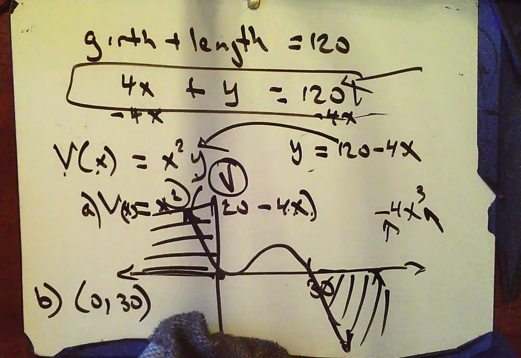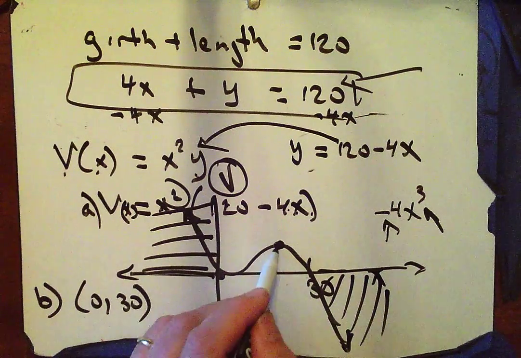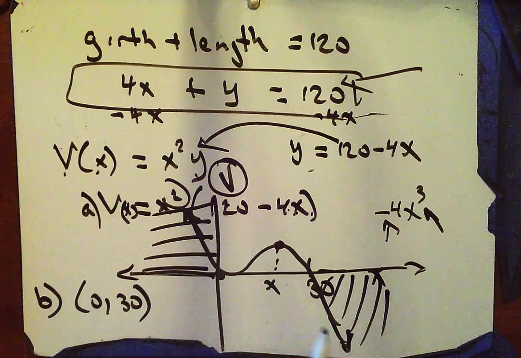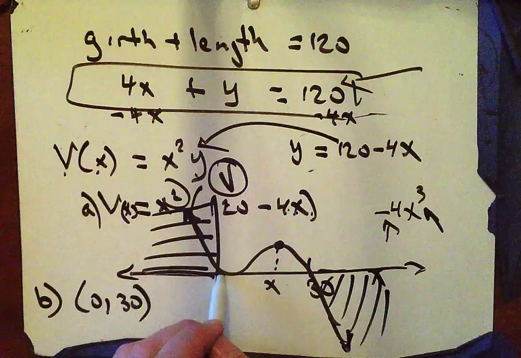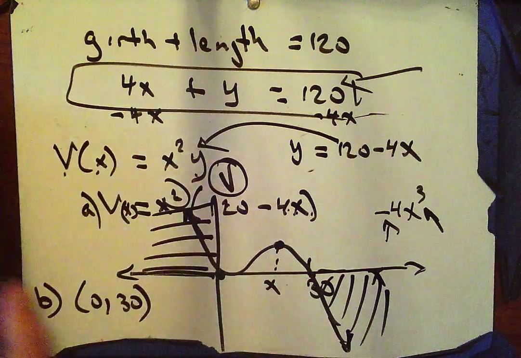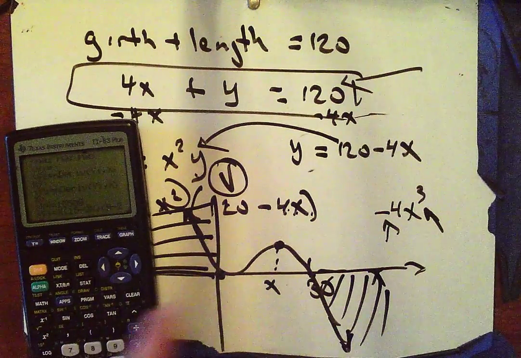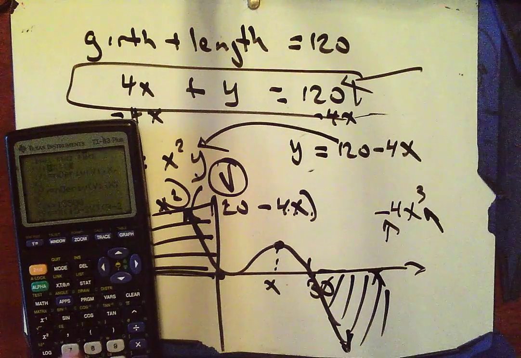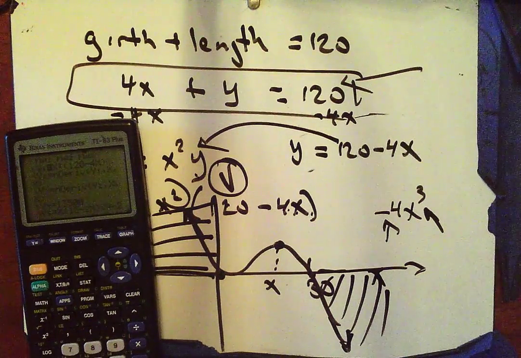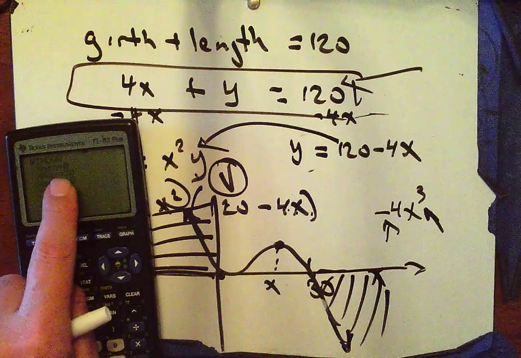Part C, the dimensions of the box with the maximum volume. Well, there's my maximum volume, and this is going to give me the x value that produces the maximum volume. It is not going to be halfway between 0 and 30, x equals 15. Okay? This isn't a parabola. So let's go back to our calculator and let's type in that x squared times 120 minus 4x. Now we know that's 30.